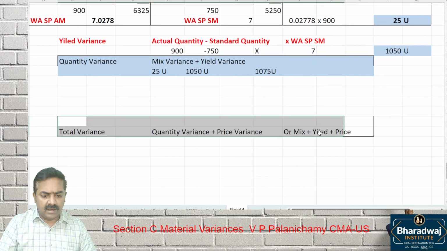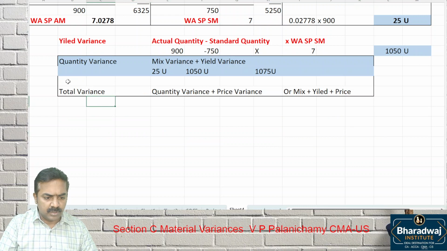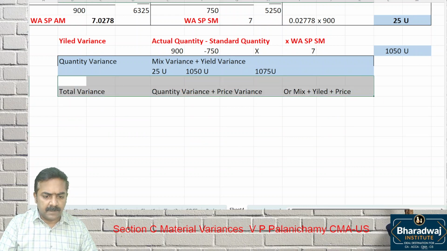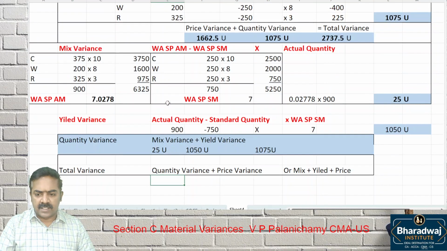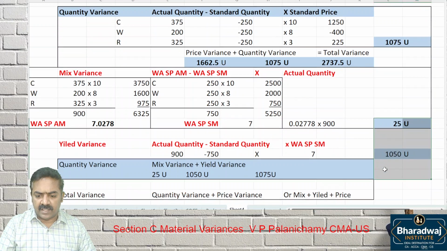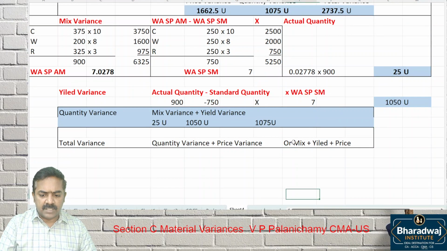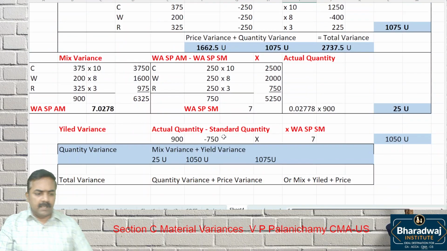So finally we can reconcile like this also. Total variance is nothing but quantity variance plus price variance. What is the quantity variance? This one. Plus price variance. Already we verified. Or mix plus yield plus price. Like that you can reconcile. I repeat once again.